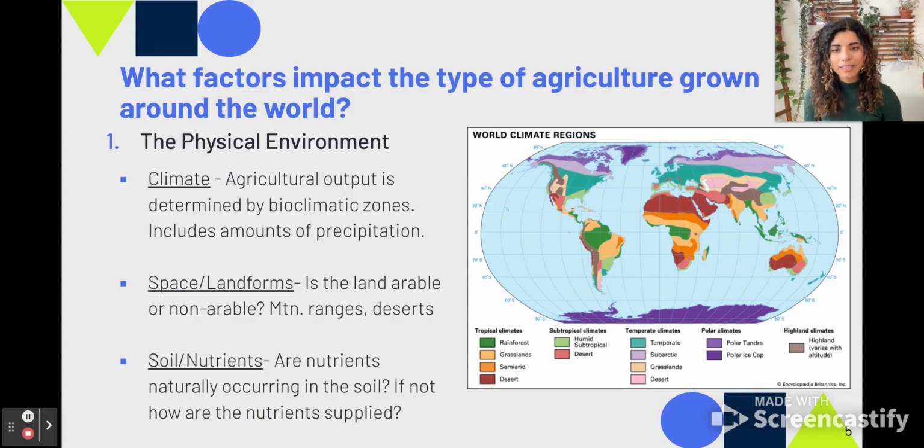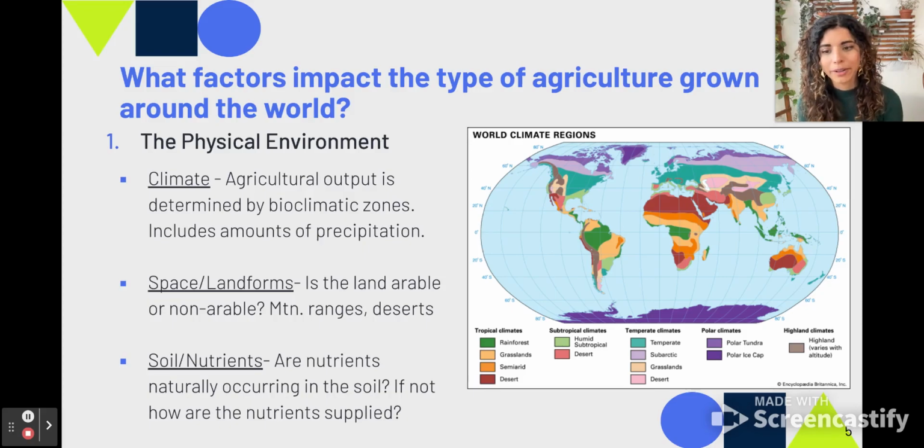So for climate, that absolutely helps to dictate what type of agriculture might be present in an area. A lot of times the output is determined by the climate zone that it might be in, such as some of these that we see here, as some of our examples. This also includes the amount of rainfall that it receives.